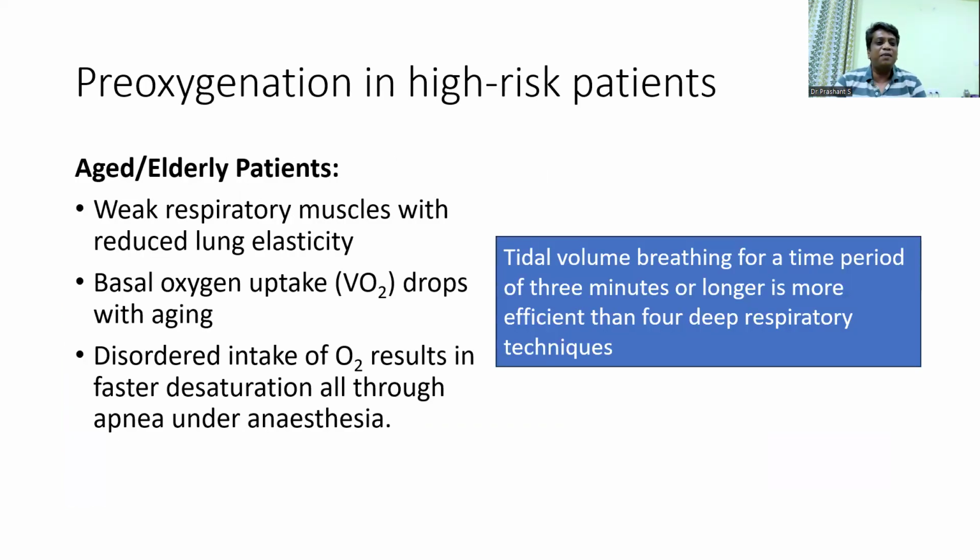Coming to the high risk patient, how to do pre-oxygenation, in a couple of examples we'll try to understand. First one is aged or elderly patients. Like the previous speaker already discussed, these patients will have weak respiratory muscles with reduced lung elasticity. So you have to understand they are not in a position to participate in deep breathing exercises or deep breathing techniques. So for these elderly patients, tidal volume breathing for a period of say around 3 minutes or longer is beneficial.